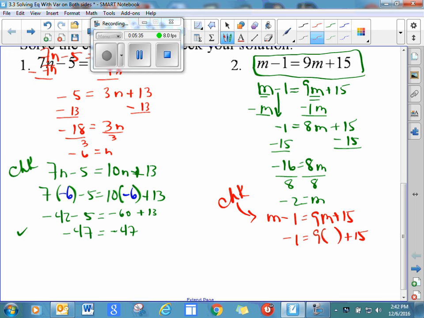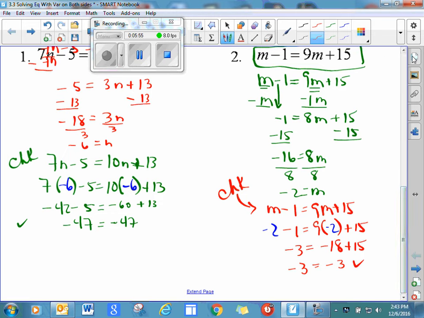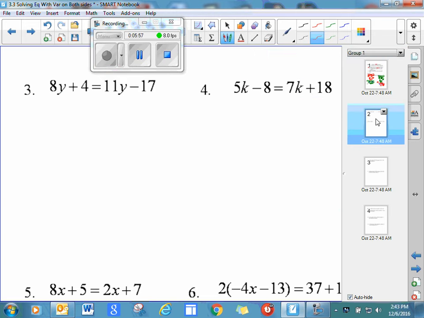So there's the rest of the problem. Here's what I think m is. -2 minus 1, I'll go ahead and clean up this side. I get -3. Over here, I get -18 plus 15, which, good news for us, is -3. Okay, I hope this is making a little more sense to you. We're going to keep going.